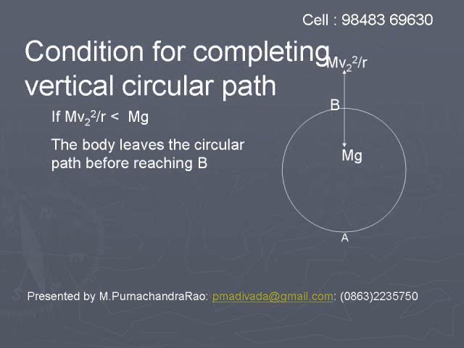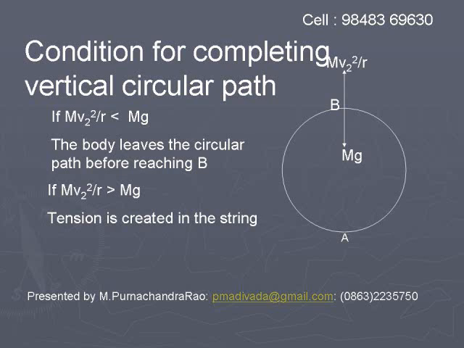Condition for completing the vertical circular path. If at the highest point Mv2 square by r is less than Mg, the body cannot reach the highest position B. Before reaching the point B, it leaves the circular path. If Mv2 square by r is greater than Mg, then tension will be created in the string in the downward direction, and the body moves in the circular path.